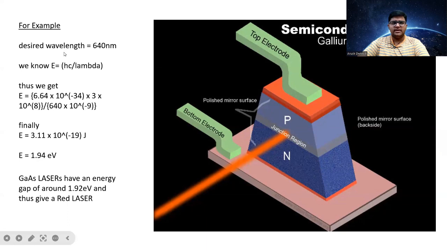if we want a red color beam, 640 nanometers, which is the general wavelength of a red beam, we know the formula, and thus we get that the energy we need is 1.94 electron volts. The gallium arsenide semiconductor lasers we have in markets come with an energy gap of around 1.92 electron volts, and thus it creates a red laser beam.